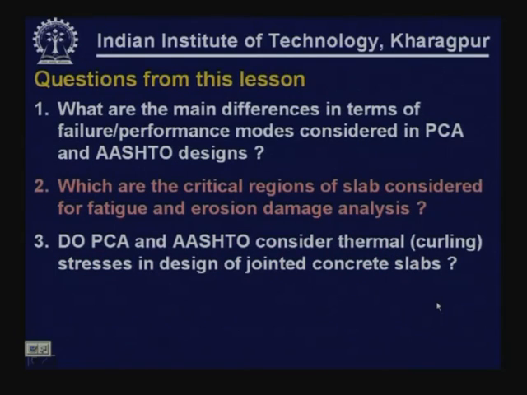Let us take a few questions from this lesson. What are the main differences in terms of failure or performance models considered in PCA and AASHTO designs? Which are the critical regions of the slab to be considered for fatigue and erosion damage analysis? Do PCA and AASHTO consider thermal, that is curling stresses, in the design of jointed concrete slabs?